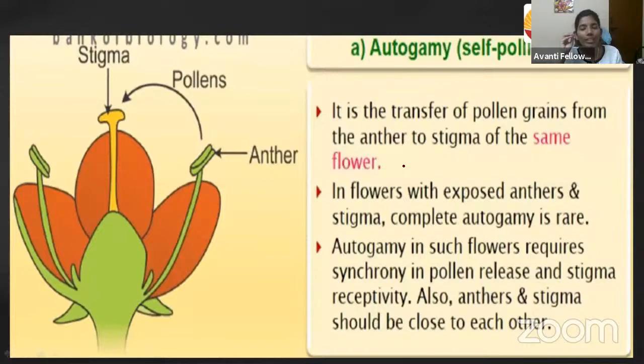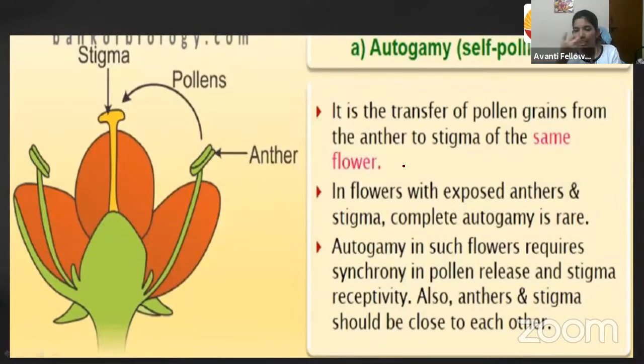So this autogamy is taking place in the same flower. One flower having both anther and stigma, their pollination is taking place. That is autogamy, or self-pollination. So do you understand now? Autogamy is also called self-pollination, which takes place inside the same flower.